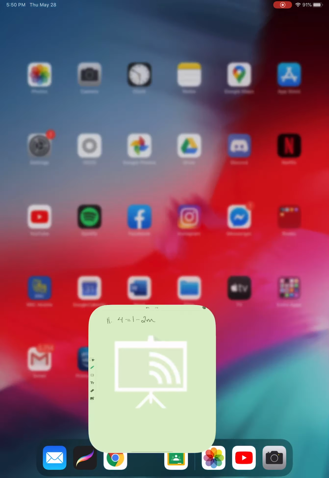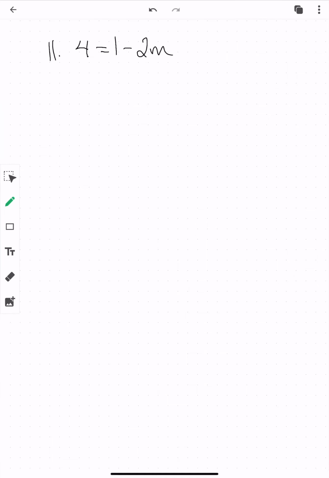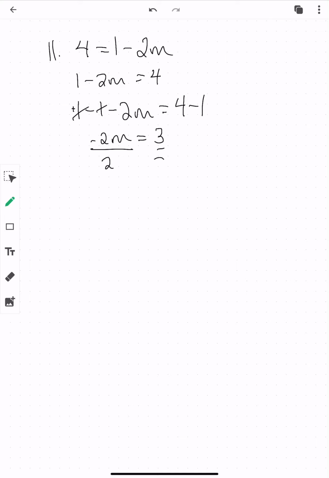Let's make sure we can do it symbolically. And I'm just going to flip it around because I find it easier. 1 minus 1, because remember this is a little plus there, equals 2m equals 4 minus 1. So that equals this up. Negative 2m equals 3. Divide by 2. Negative m equals 1.5, because 3 divided by 2 is 1.5.